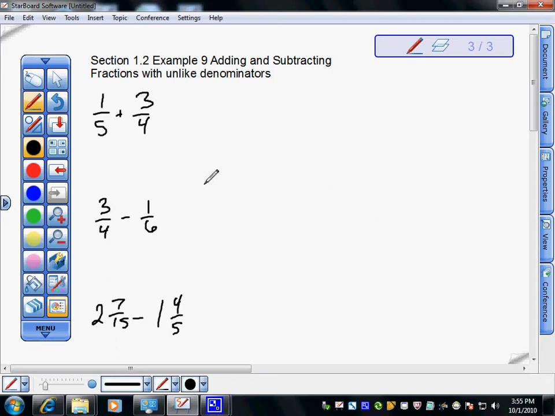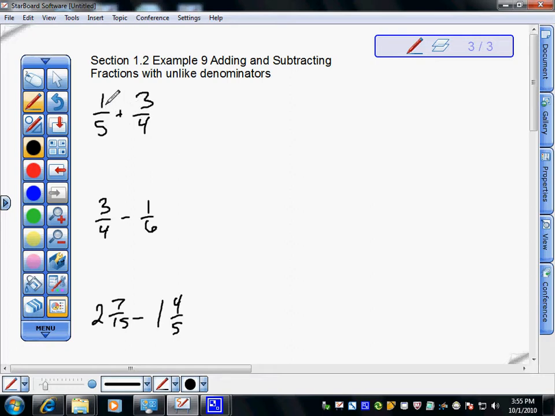Adding and subtracting fractions with unlike denominators gives many people lots of trouble, but we're going to make it simple and make it so you can be successful with it. 1/5 plus 3/4 can only be added if I have a common fraction, or a common division is kind of how I like to look at it.